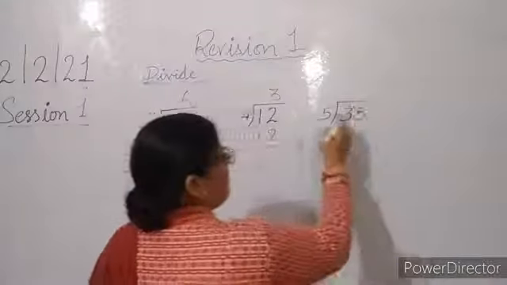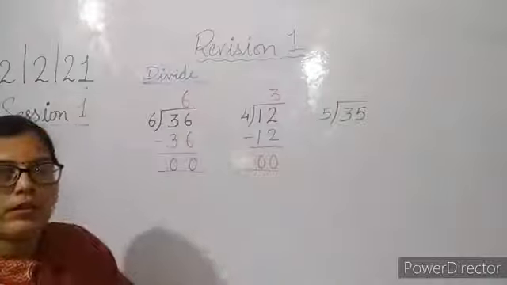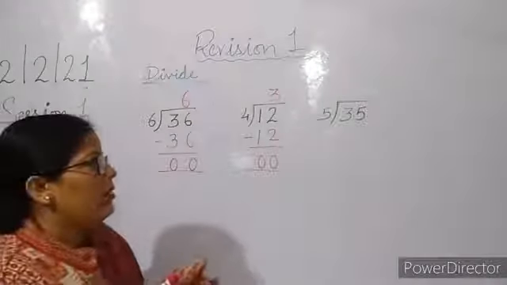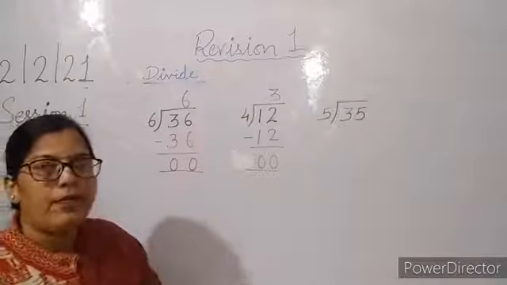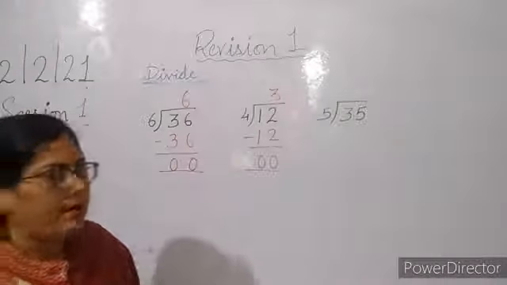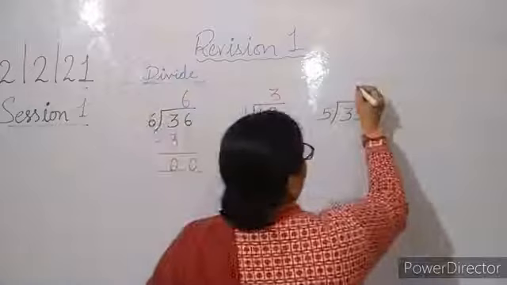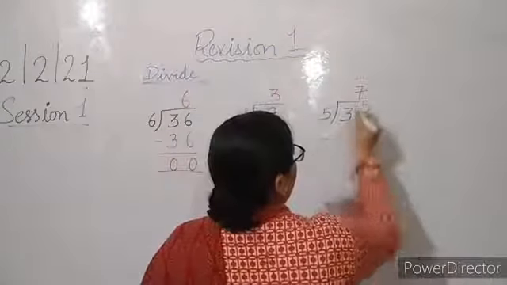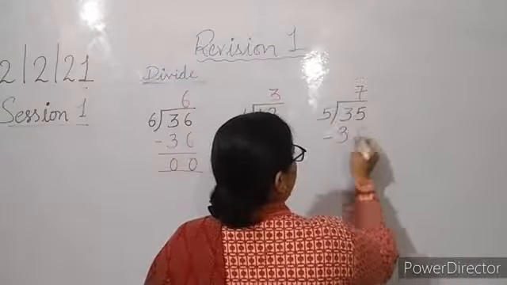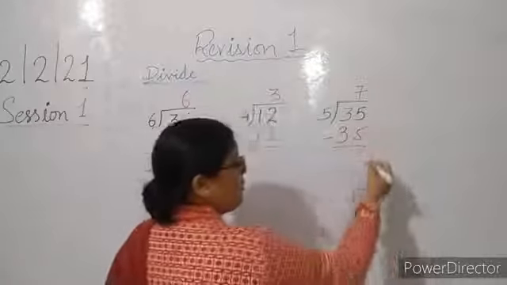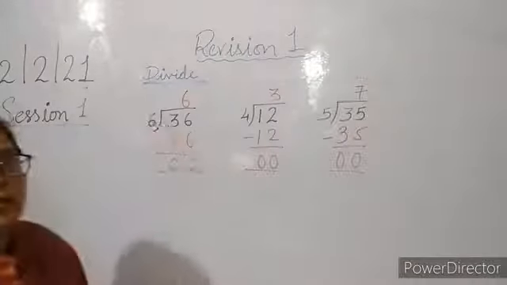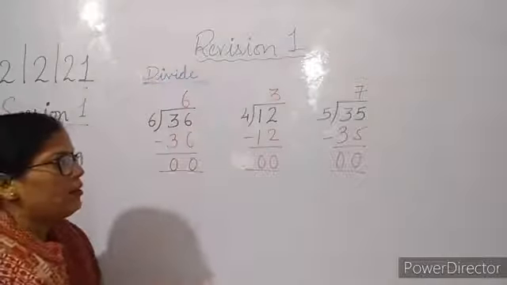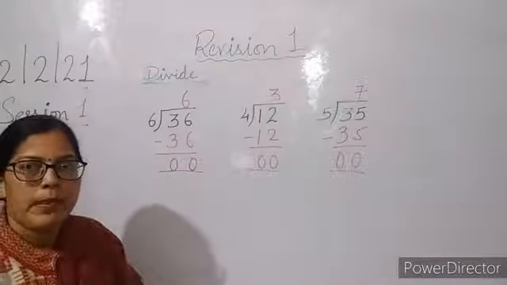In the same way, 35 divided by 5. When you recall the table of 5, you will find that 7 fives are 35. So write 7 here at the top and subtract 35 from the dividend. The difference will be 0. So here also 35 is exactly divisible by 5.